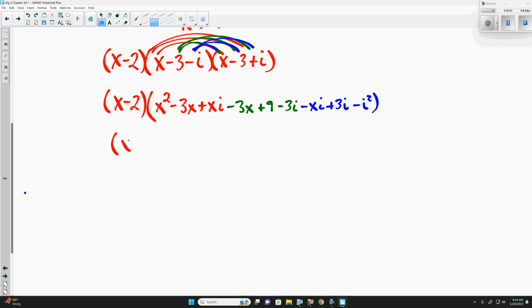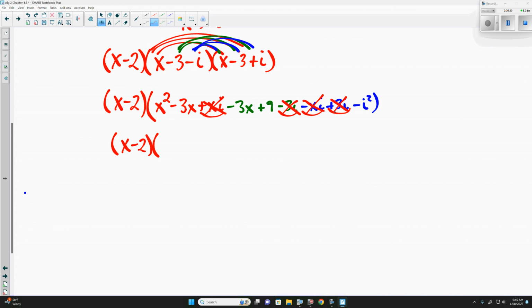Now the next thing we're going to do is some simplifying. I don't know about y'all, I don't like having to rewrite things more times than I absolutely have to. Yes? Now if we look at the i terms, we have negative xi and positive xi, yes? What is xi minus xi? 0. They are gone. Our negative 3i plus 3i is 0. So they are gone. So our only i term left is our negative i squared, yes?